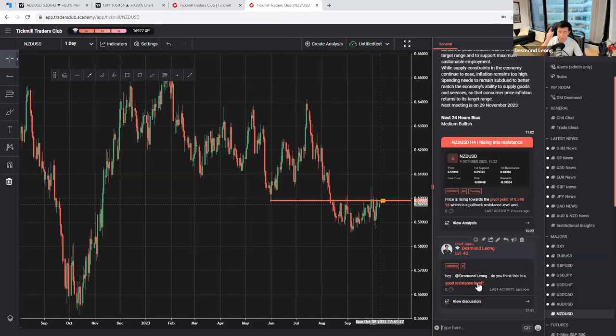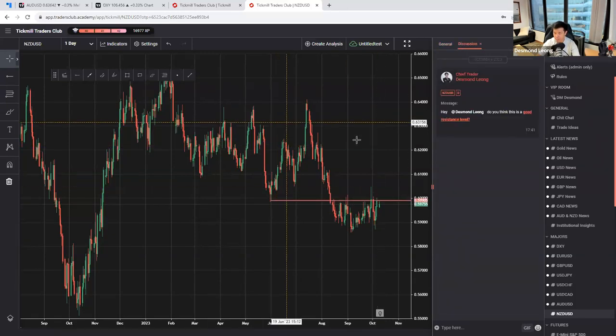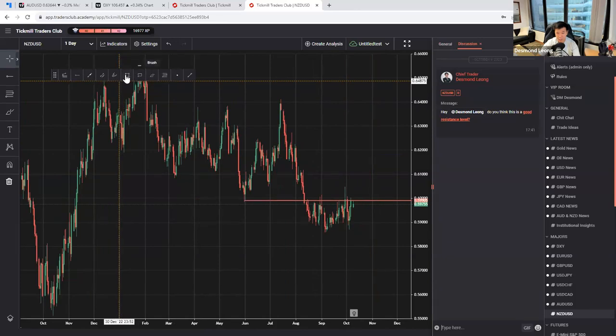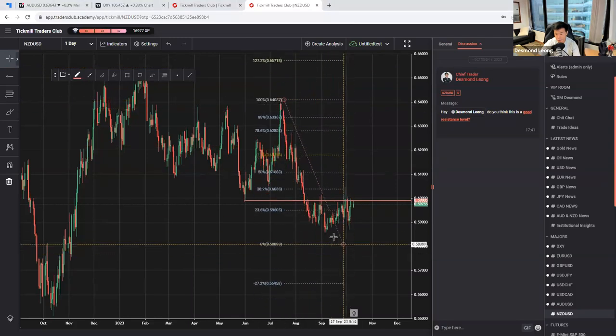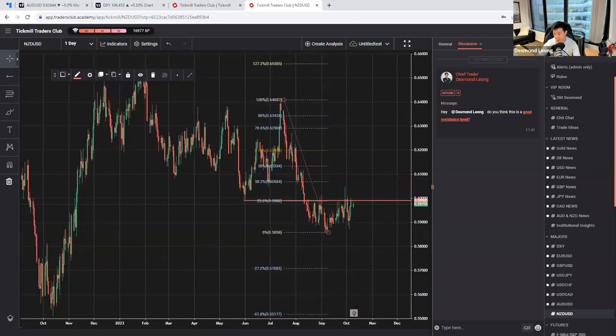Is it a trend line? Is it a support and resistance line? Is it a Fibonacci line? It's very, very clear. Go into view discussion, a nice little dedicated discussion area. I can just say that it is also in line with the big 23.6% Fibonacci retracement.